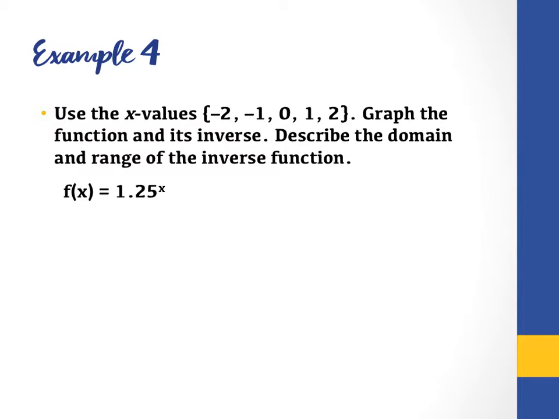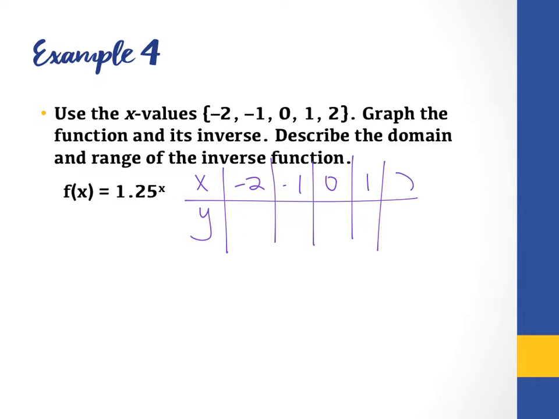But if you had something like this for your test, you would have your calculator. So I'm going to set up a t-chart in which my x values are -2, -1, 0, 1, and 2. And then I'm going to plug in each of those values. So 1.25 to the negative second is 0.64. And then I do 1.25 to the negative first, which is 0.8.